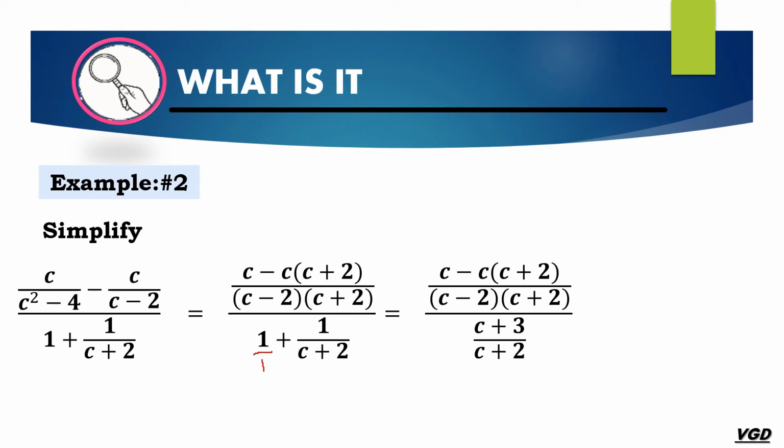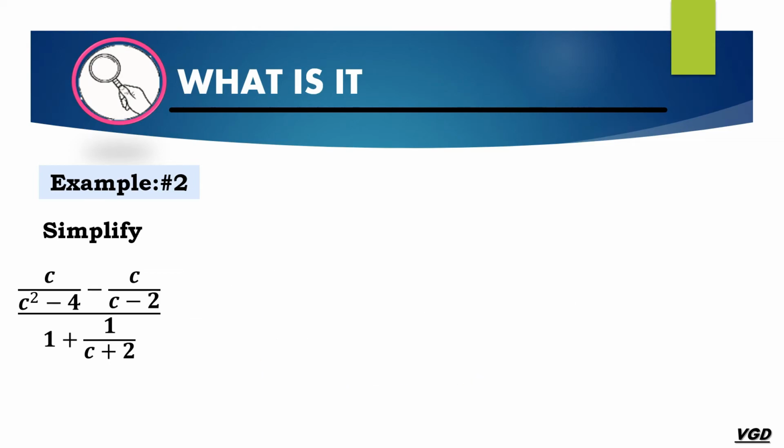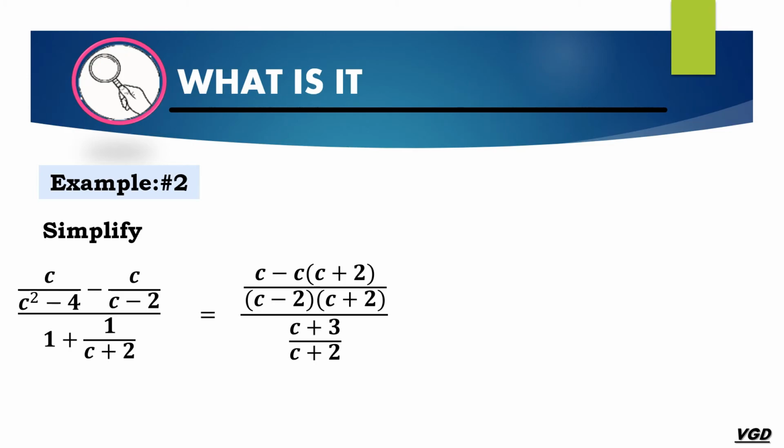Then divide c plus 2 by c plus 2, so we will get 1. So 1 times 1 is equal to 1. Therefore, we will have c plus 2 plus 1 over c plus 2. And take note, we can still add 2 plus 1, so it will become c plus 3 over c plus 2. Now we have our new equation: c minus c times the quantity of c plus 2 over the quantity of c minus 2 times the quantity of c plus 2, divided by c plus 3 over c plus 2.